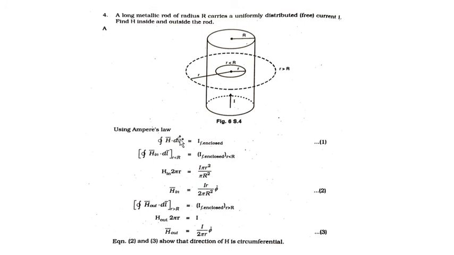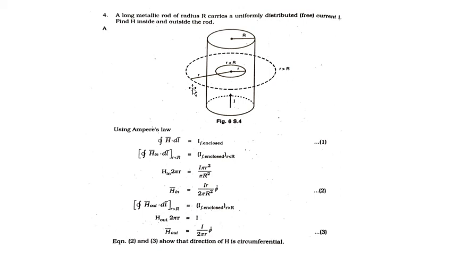Here the loop length is 2 pi r. Therefore H_in times 2 pi r is equal to I times the ratio of the area of the Amperian loop to the total area of the rod, that is, I pi r squared divided by pi R squared. Therefore H_in is equal to I r divided by 2 pi R squared in the phi direction. This is the expression for the auxiliary field inside.